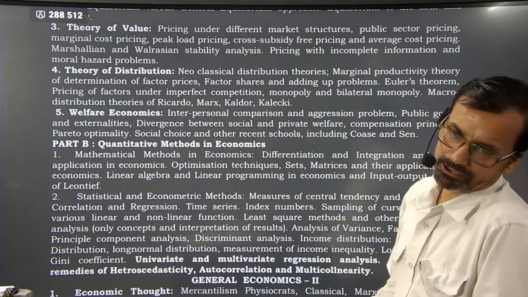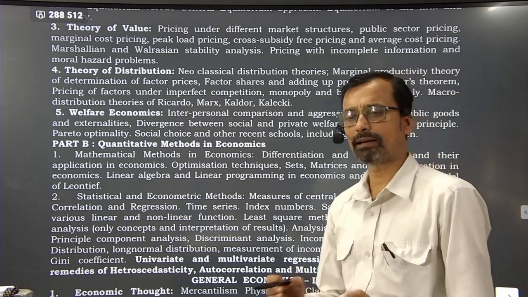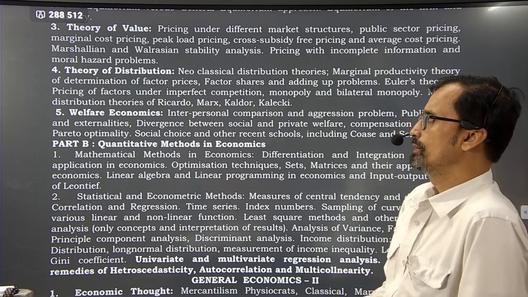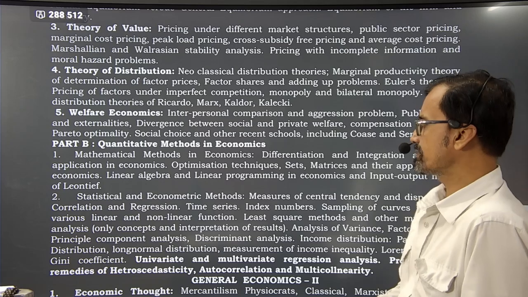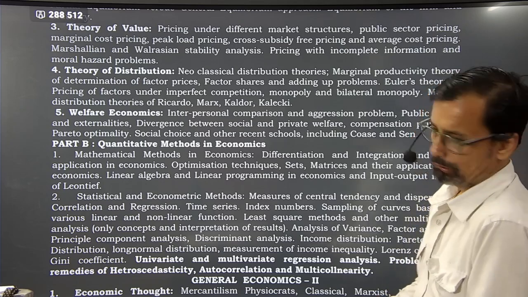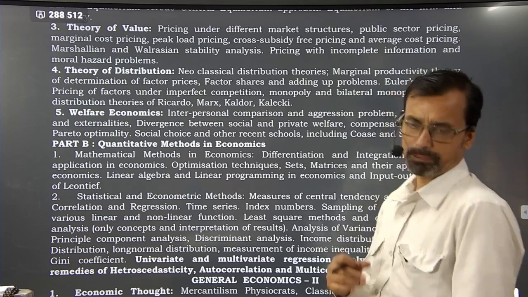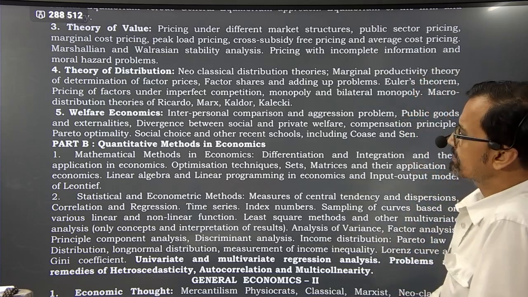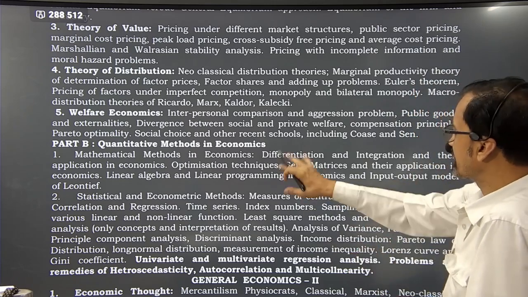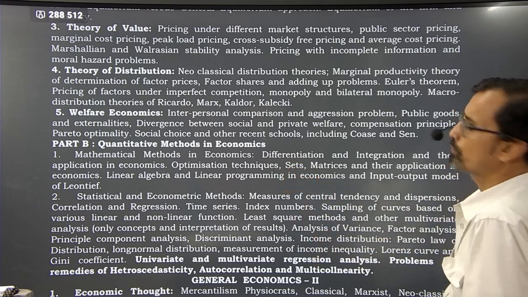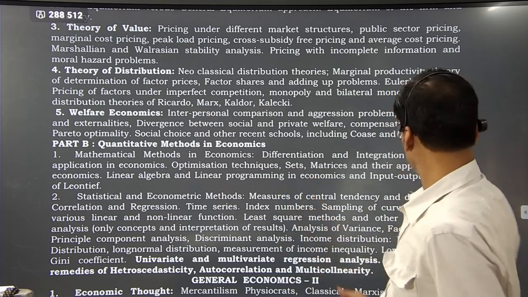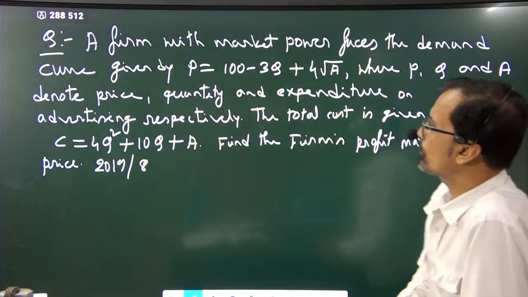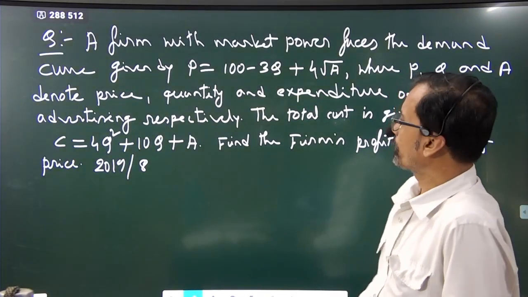The first unit of Part B deals with mathematical methods, and we have to do some numerical problems related to differentiation, integrals, matrices, etc. But basically all are application-oriented. So let's look at a question from this area, unit 1 of Part B, IES Paper 1.